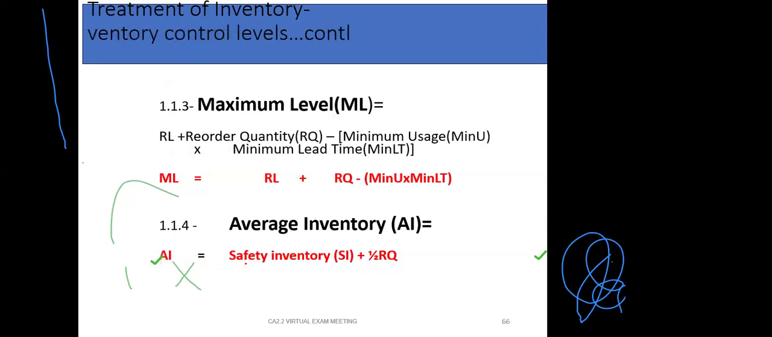For the maximum level, the formula is reorder level plus reorder quantity minus, in brackets, minimum usage times minimum lead time. It's one of the longest: reorder level plus reorder quantity minus minimum usage, everything minimum in brackets, minimum usage times minimum lead time. Then the average inventory.